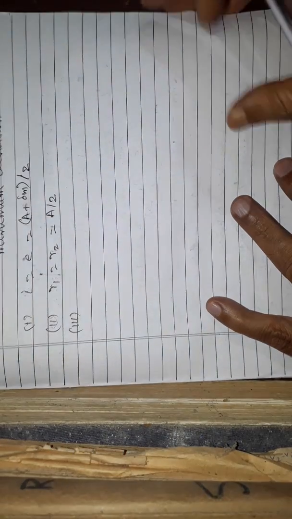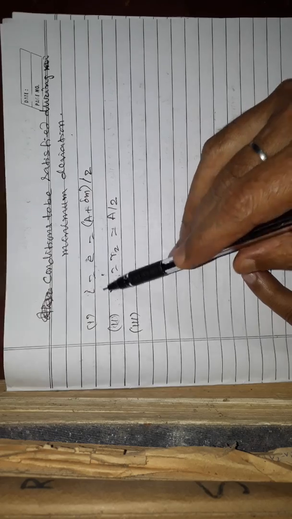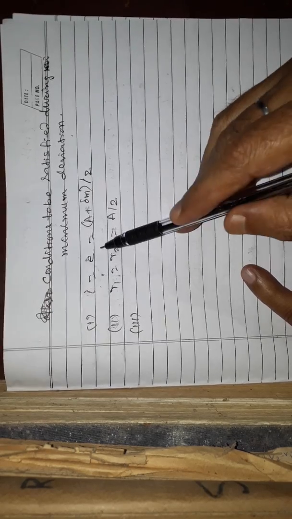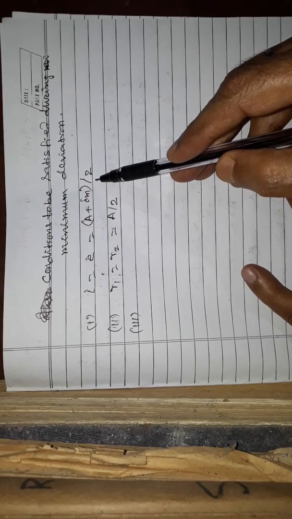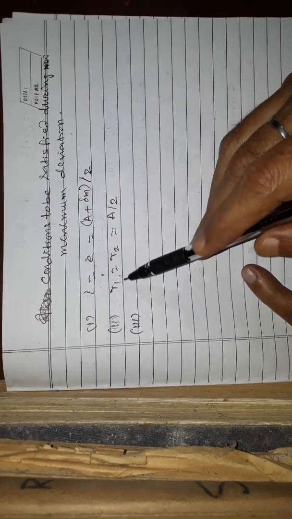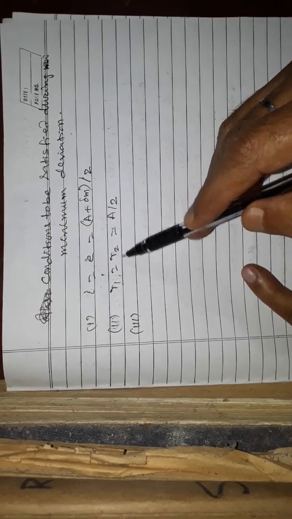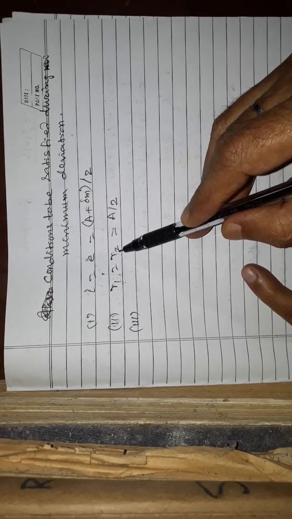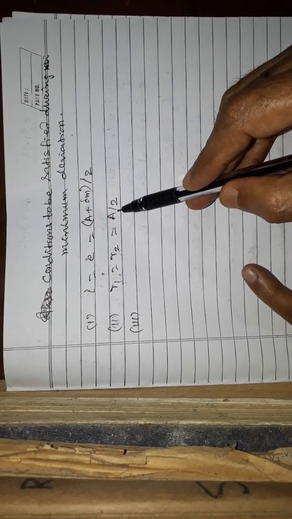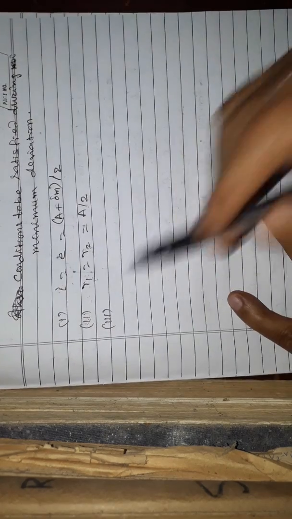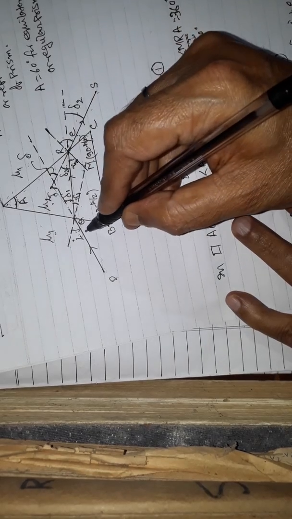Now other facts we will discuss. So what are the conditions to be satisfied during minimum deviation? Two conditions already discussed. Angle of incidence will become equal to angle of emergence, and that value we have already derived. It will become A plus delta m by 2. Angle of refraction R1 will become equal to R2, that is, angle of refraction at the first surface will be equal to angle of refraction at the second surface, and that will be equal to half of the angle of prism.